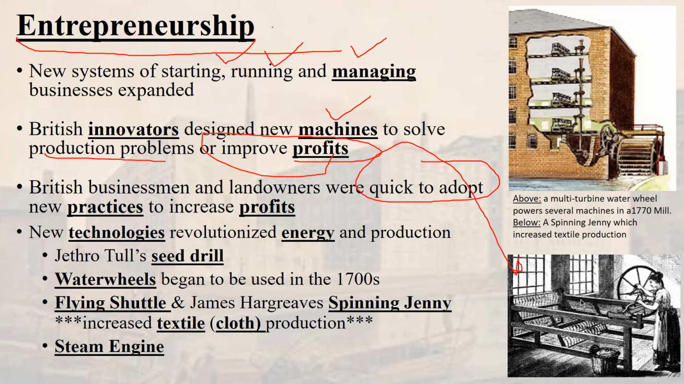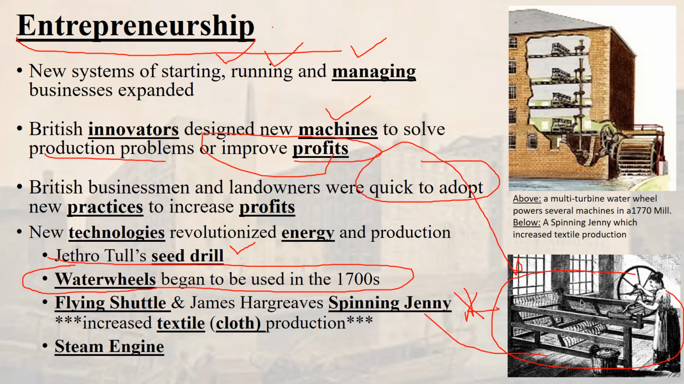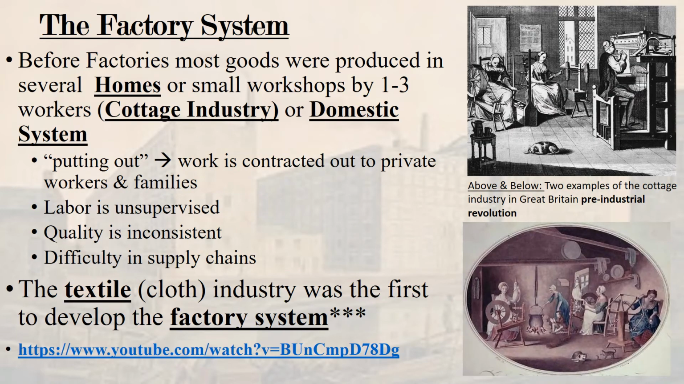Some of these new technologies, of course, we talked about the seed drill and the thresher, water wheels being used more and more often in the 1700s to do labor. And then these are some of the biggest ones, so I want you to start. The flying shuttle or the flying shuttlecock and the spinning jenny. All of these were used, starting in the textile or cloth industry. Initially wool, but very quickly becomes involved in cotton production. And eventually, of course, the steam engine itself.